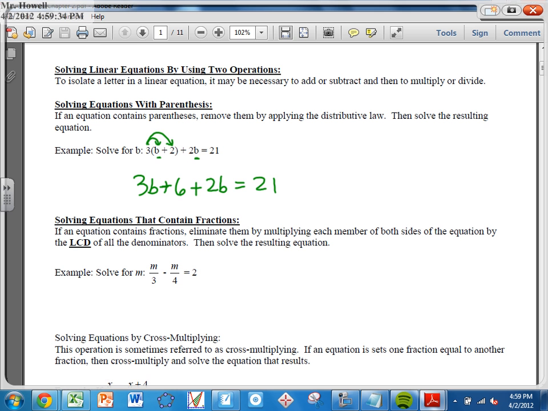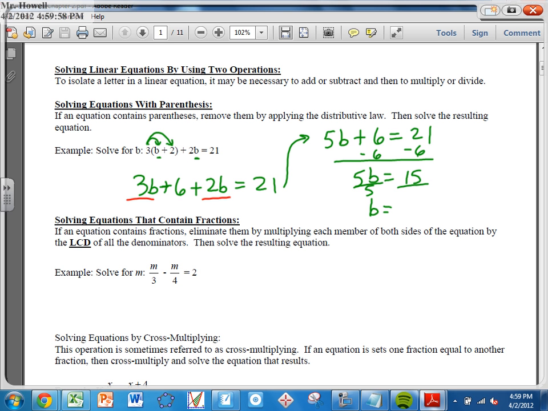And now at this point, we just solve like any other equation. Let's combine our like terms. This is going to become 5b, which is coming from the 3b and the 2b, yielding 5b, plus the 6 still, equals 21. Subtract 6 from both sides. Again, do this in your head. You don't have to write this down. You get 5b is equal to 15. Divide by 5. I already went to the answer. And you get 3 as your answer for the value of b.